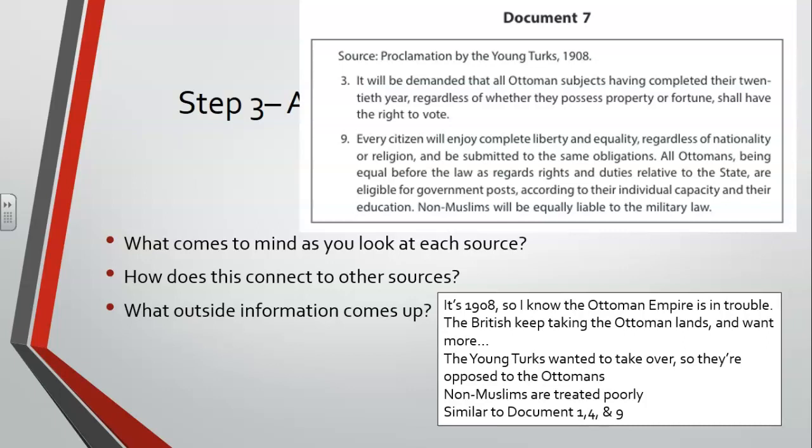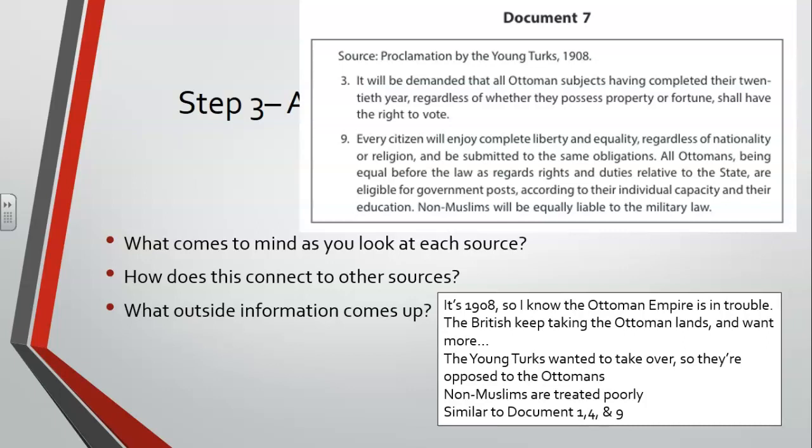We also know the British keep taking Ottoman lands, particularly coming into Egypt and up into Palestine, and that they want more. So the Ottomans are threatened by the British, and they're threatened by outside powers. We know the Young Turks, a group in the Ottoman Empire at this time period, want to take over. They don't like the way the Ottoman government is moving. They're coming to power, and they want to continue to come to power, and they're really opposed to what's going on with the Ottomans. The non-Muslims are treated poorly, and this is something that is really important to understand when you're talking about this time period in the Ottoman Empire.